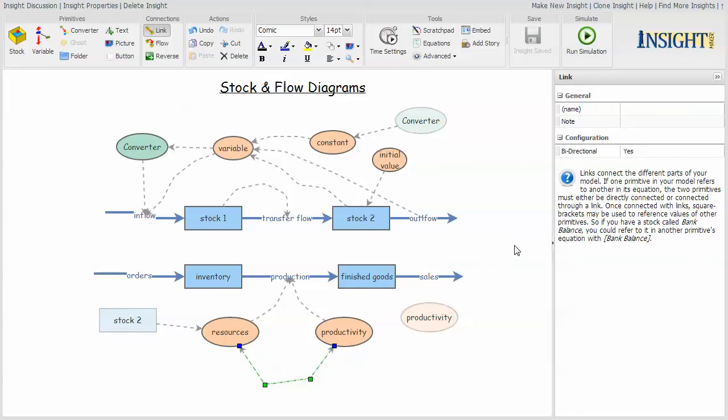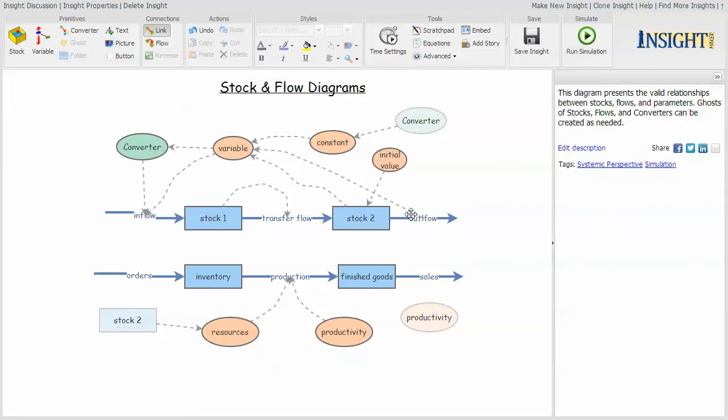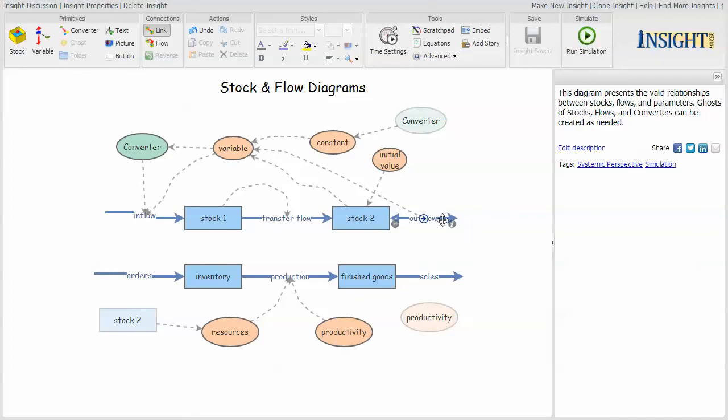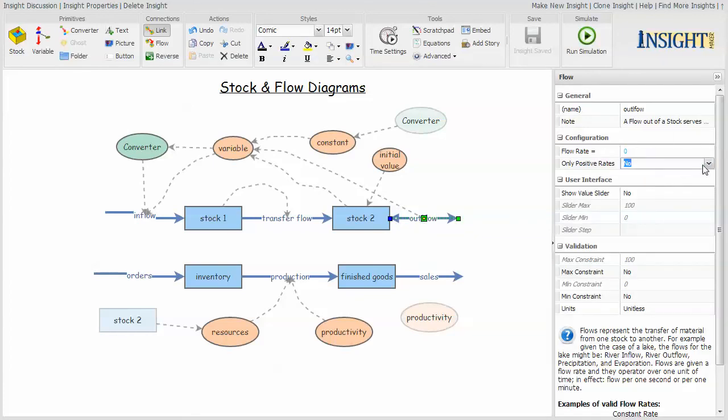So the ways in which you can configure a link are relatively limited, though there are more extensive parameters for a flow, because it actually represents the flow of something into a stock, out of a stock, or from one stock to another. And you can indicate whether the flow is one direction or bidirectional. So if I change this to no, then it actually has an arrow going in both directions, indicating that it's a bidirectional flow.